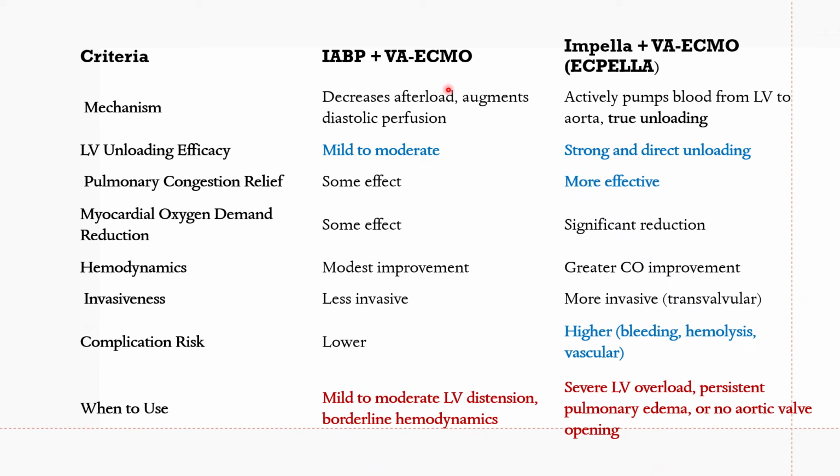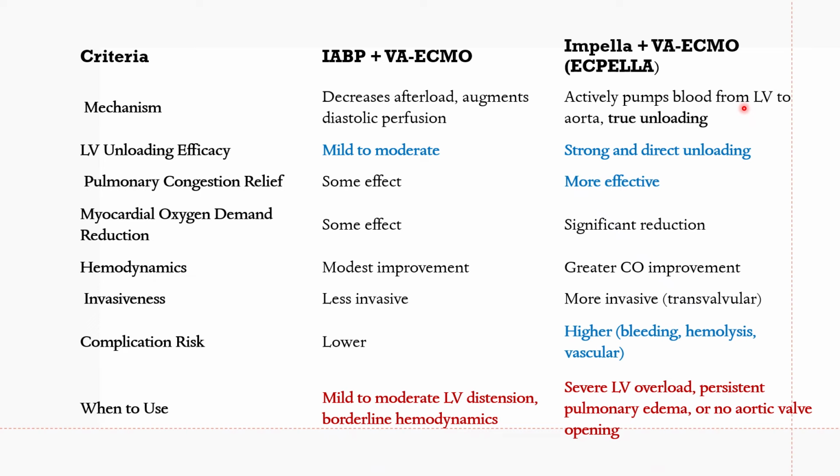Intra-aortic balloon pump plus VA ECMO will decrease the afterload, augmenting the diastolic perfusion. It can be used for unloading in mild to moderate cases of LV distension. It will have some effect to relieve pulmonary congestion, also decrease myocardial demand, with moderate improvement in hemodynamics. It's less invasive with lower complications, but it can only be used in mild to moderate LV distension and borderline hemodynamics.